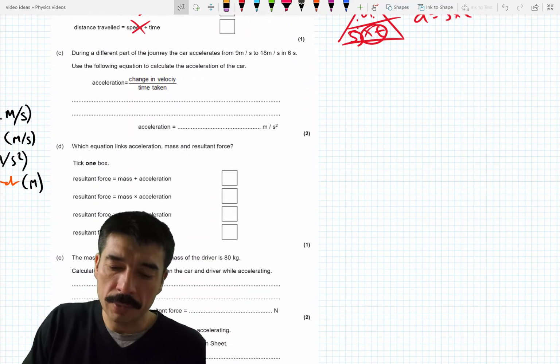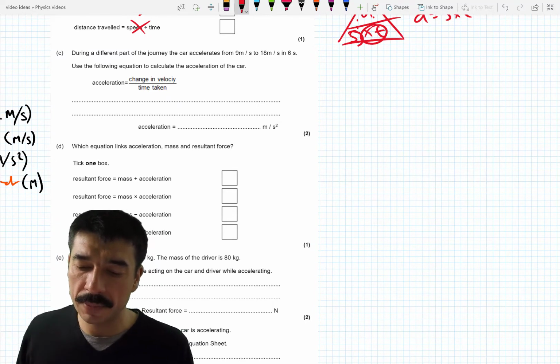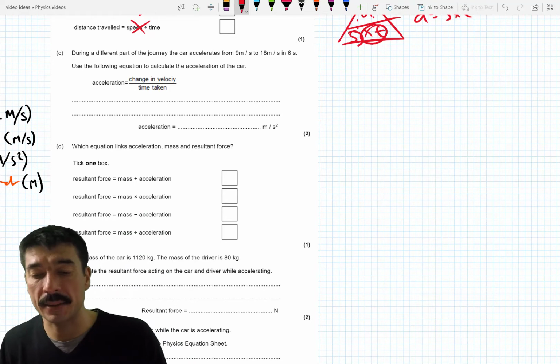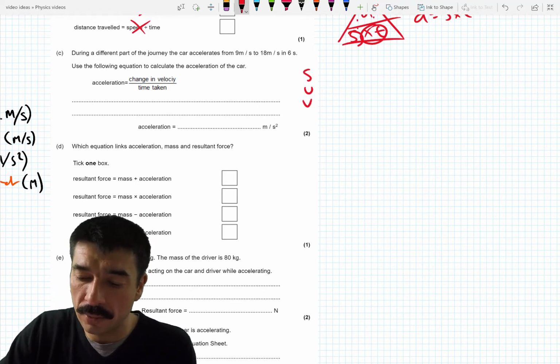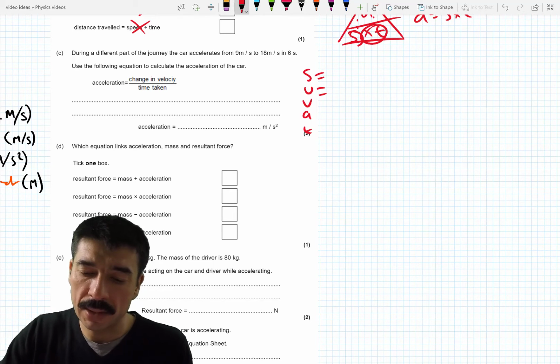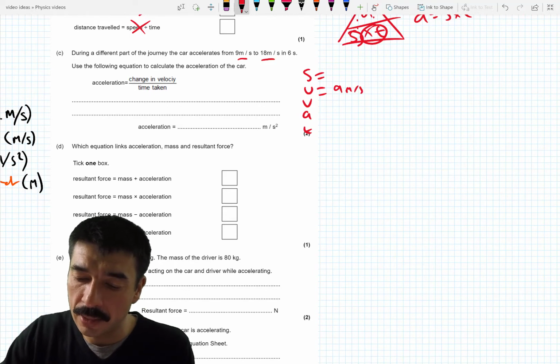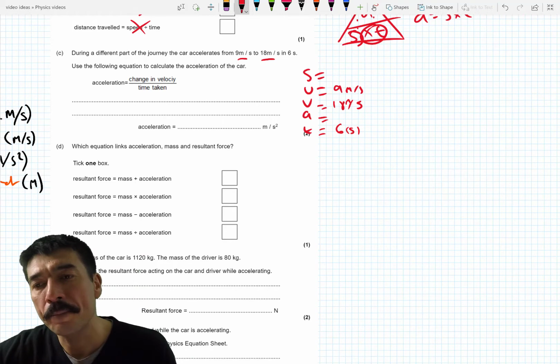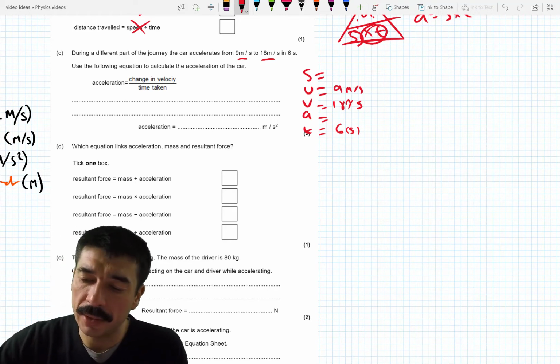Next part, C. During a different part of the journey, the car accelerates from 9 meters per second to 18 meters per second in 6 seconds. I could write out SUVAT and look at what I've got. I don't have that, that's missing. What's the initial velocity? It starts at 9 and goes to 18. So the initial velocity would be 9 meters per second. Final velocity? 18 meters per second. Acceleration? Don't know. Time? 6 seconds. Okay? So, got quite a few of the values. I can't be using this equation for it.